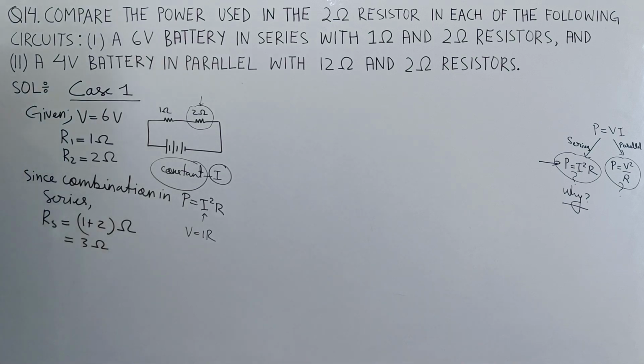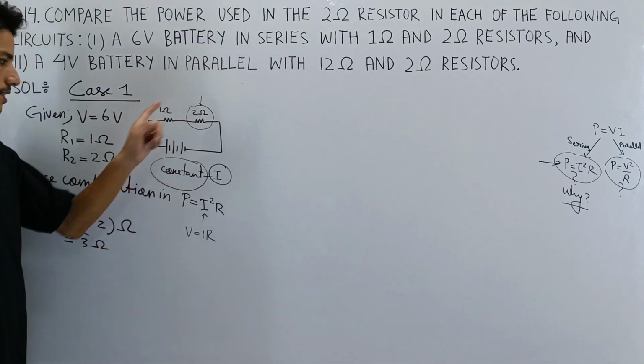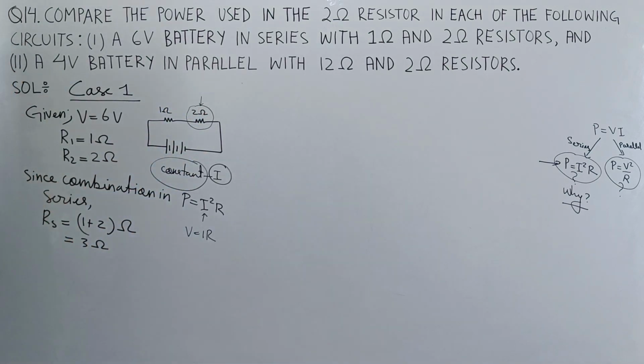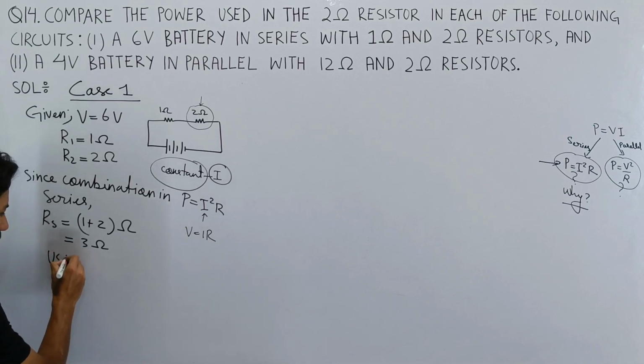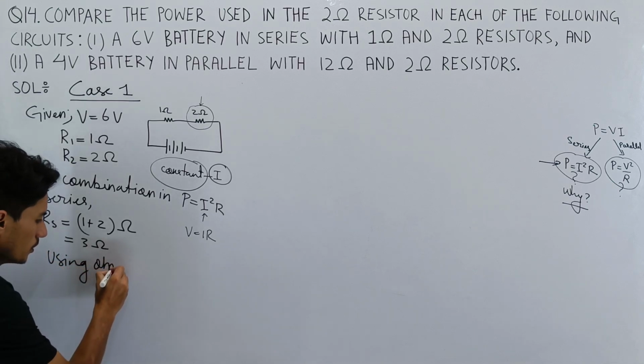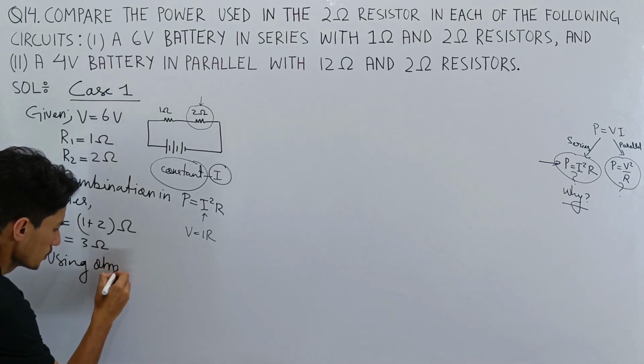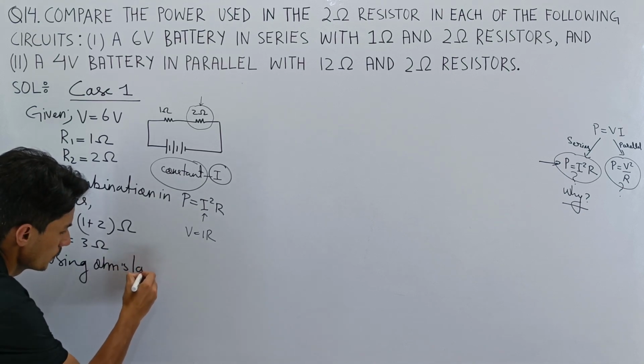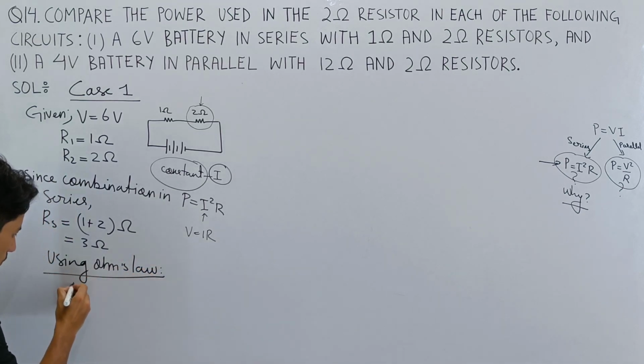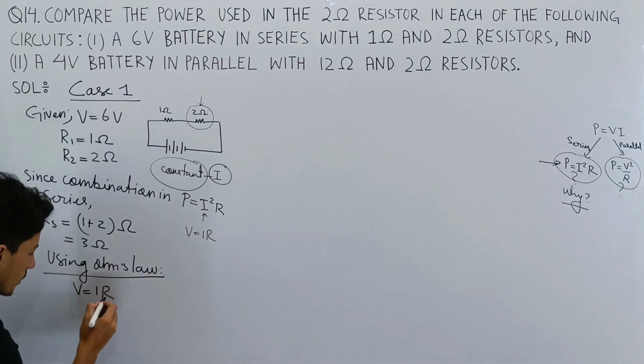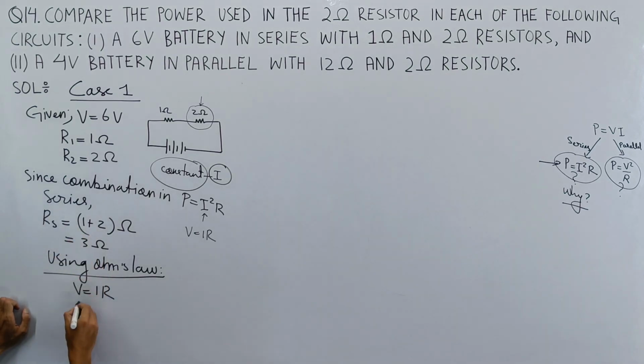So you have just found the equivalent resistance for the system. Now you are ready to use Ohm's law. Using Ohm's law, which is V is equal to IR. V value is how much? 6 volt. The current value we are supposed to find.